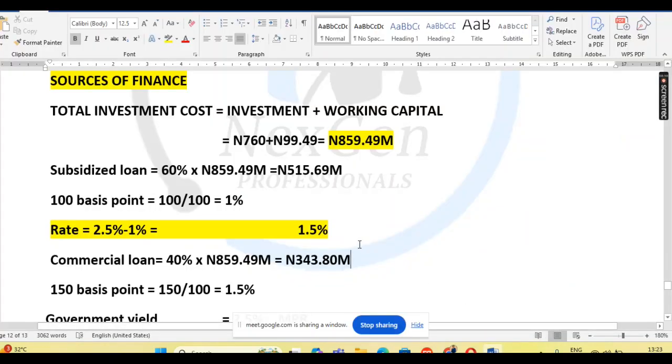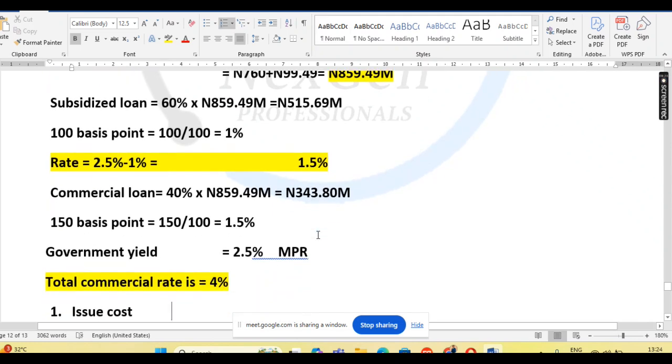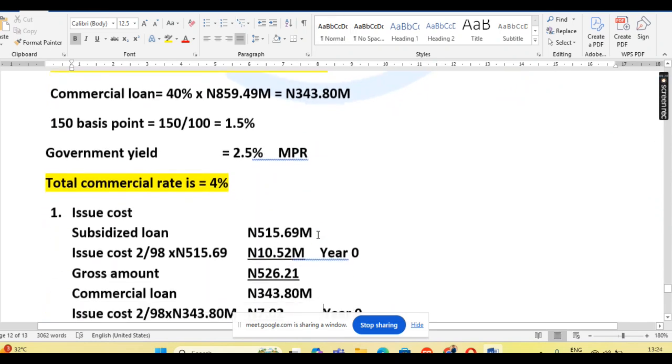And they now say 60% will be for the subsidized loan, and the remaining balance, which is 40%, will be for commercial, which is the normal borrowing. If you add these two together, you have 859.49 million. What is the commercial rate? The subsidized rate is 1.5%. The commercial rate is 4%. Then we now come back to issue cost.